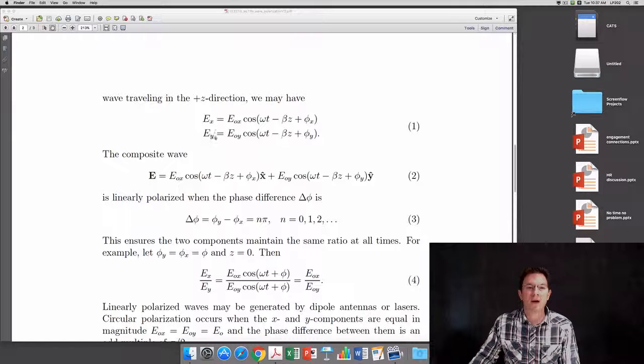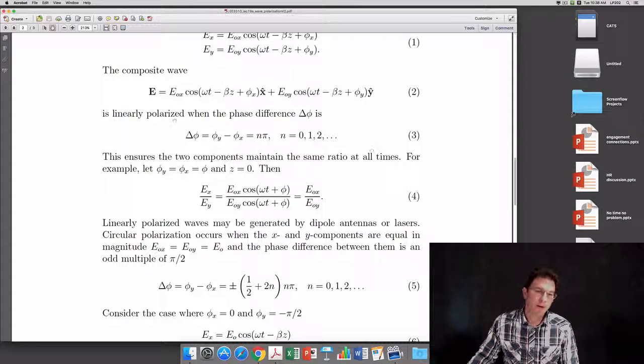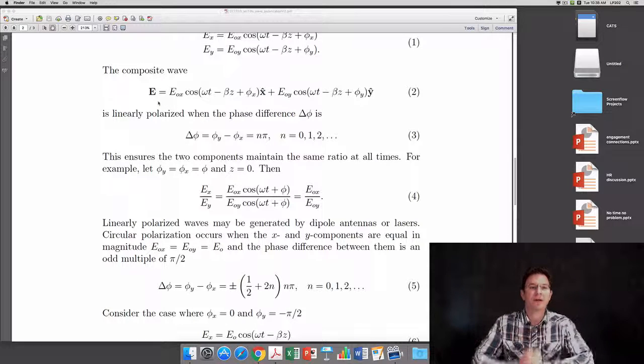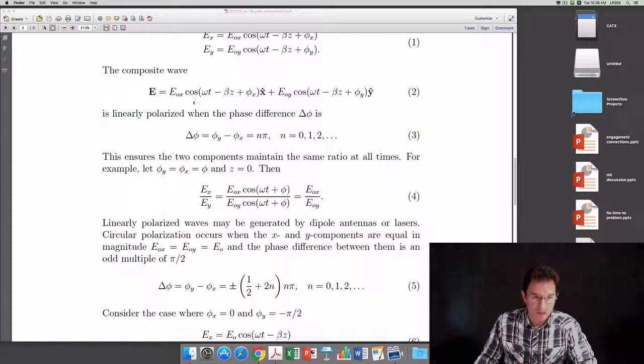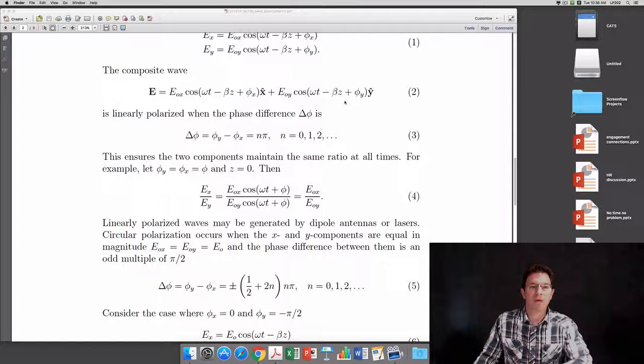Similarly, we can write down an expression for the y component of the electric field: some different constant times again cosine of omega t minus beta z plus the phase of the y component. Here beta is called the wave number, and omega is the frequency of the wave in radians per second. The composite wave, then, we can write down as a vector. We can write the electric field as a vector in this way, placing the x component in front of x hat and the y component in front of y hat.